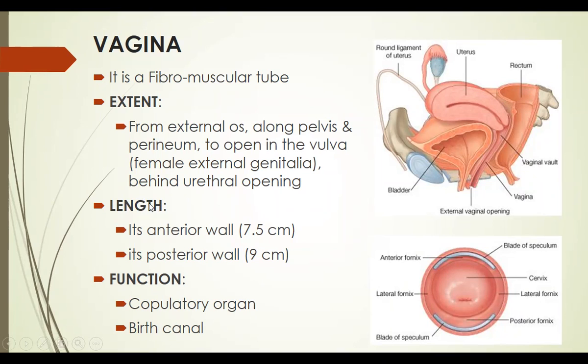So the length of the vagina is different for the anterior and posterior walls. It has two walls, the anterior wall and the posterior wall. Anterior wall is 7.5 centimeters, but the posterior wall is 9 centimeters, very long, and it has the capacity to expand more. Function, what is the function? One, as I said, it is a copulatory organ, and second important function is that it acts as the birth canal.